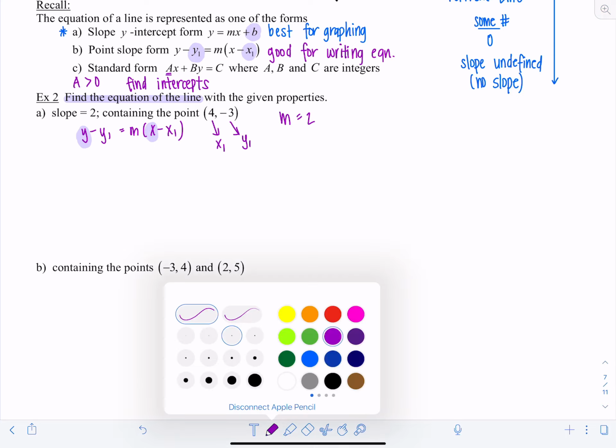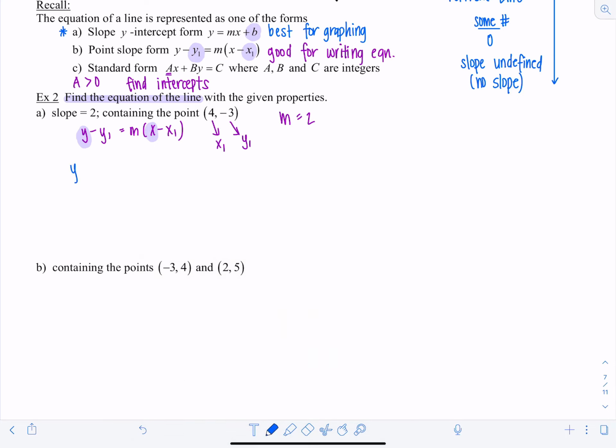Okay, so here we go. Put it all together. So we have y minus y1, which is -3, equals m, which is 2, times x minus 4. Okay? And then now the worst is over. We just got to clean this thing up. So we have y plus 3 equals 2x minus 8. So y equals 2x minus 11. So once you've isolated y, once you've written the equation in slope-intercept form, you're done.